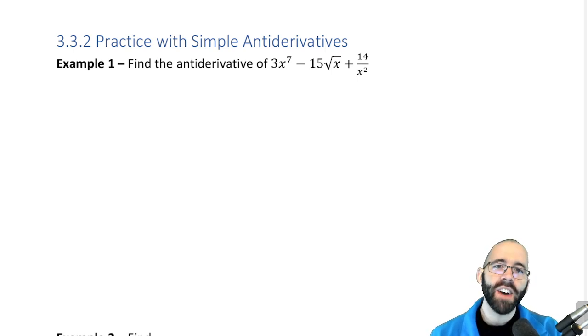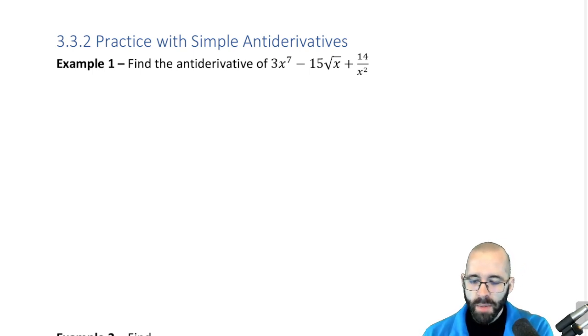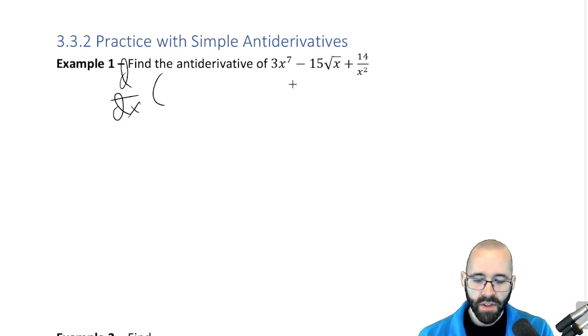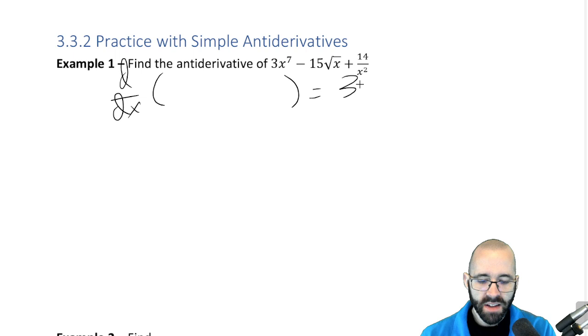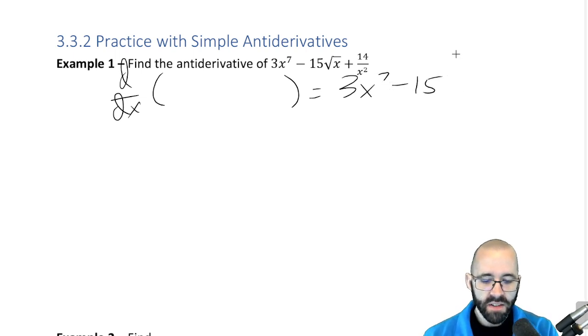All right, we need to find antiderivatives of some function, so let's get some practice. Remember, first of all, that an antiderivative of this function means I need to fill in the blank. The derivative of what is going to give me 3x to the 7th minus 15. Let's rewrite this. What, square root of x?